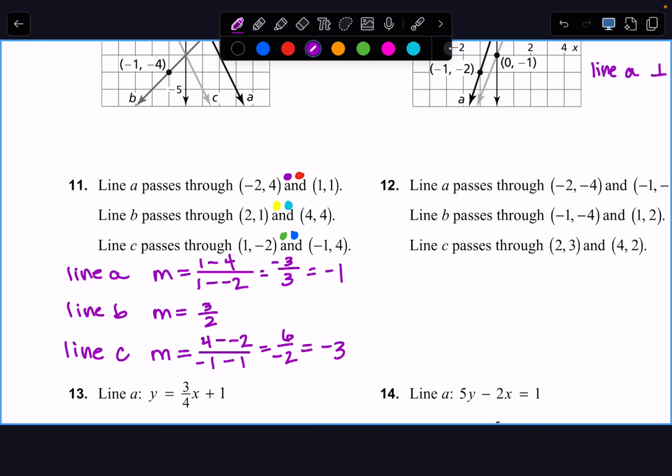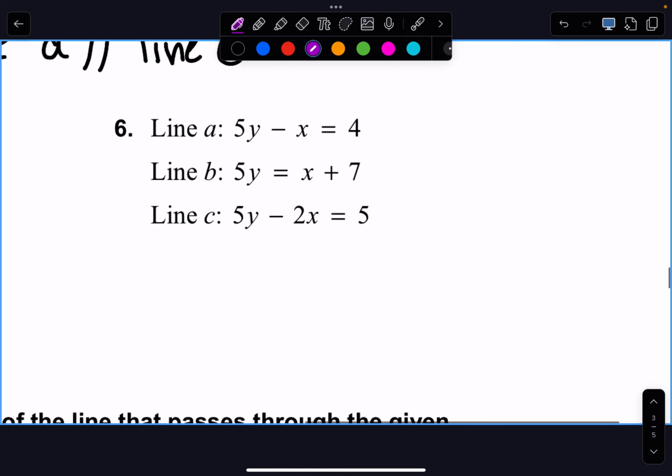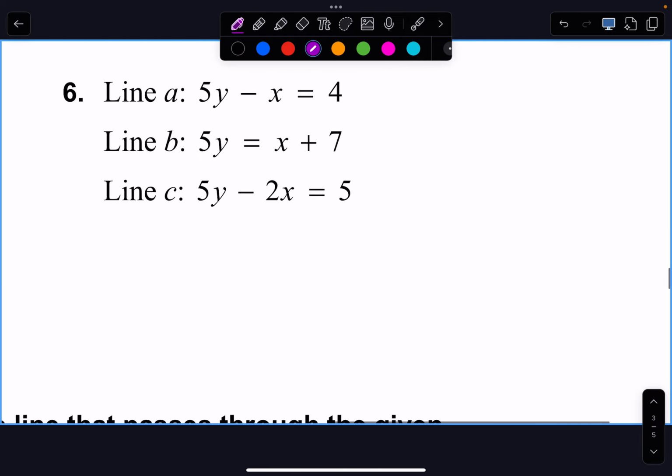All right. All right, so let's flip back to the page previous, and I want to go look at number 6. How the heck am I going to be able to tell if I have parallel lines here?